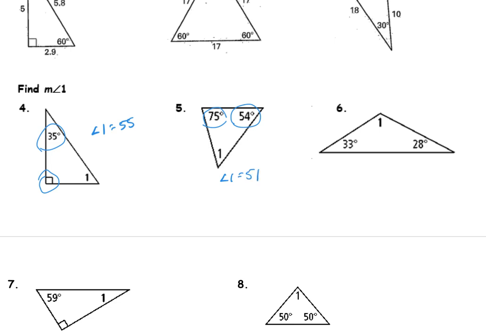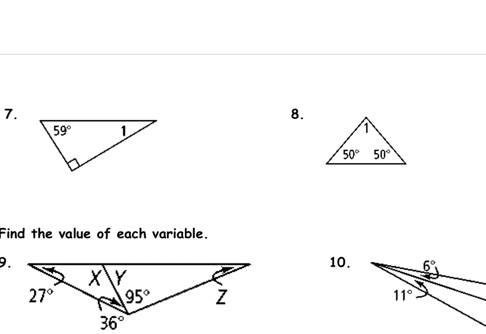Again with 6, if we take 180 minus 33 minus 28, we get angle 1 is 119. Okay, same thing with number 7. 180 minus 90 minus 59 tells you angle 1 is 31. Number 8, 180 minus 50 minus 50 tells you angle 1 is 80. So hopefully that made sense. So basically they have to add up to 180. So if I take 180 minus the 2 that we know, we will get the one that we're missing.